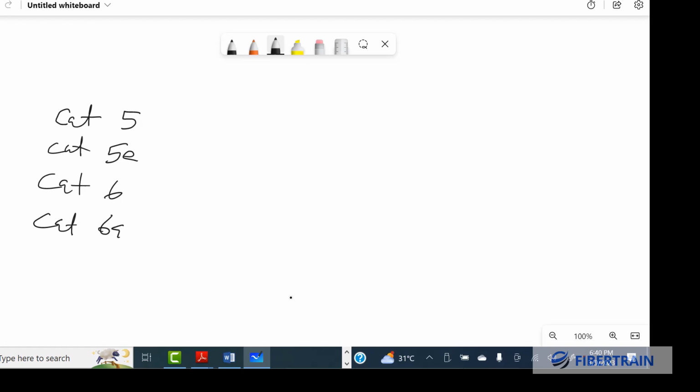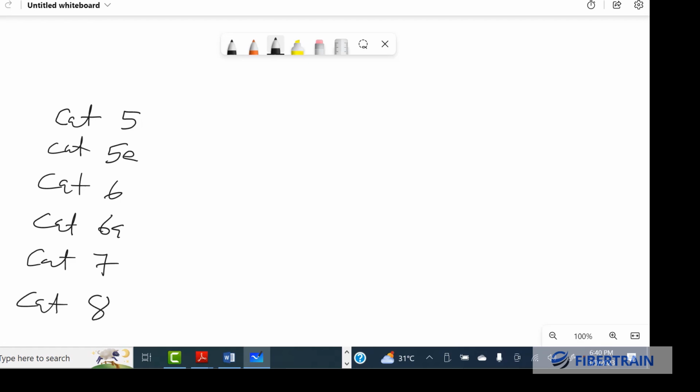How do I know which one is Cat5? When you see a network cable, look at the body of the cable. You see it written on the body. So you could just look at a cable and say, oh, this is Cat6, because you see Cat6 written on the body of that cable. And we have Cat7 and we have Cat8.